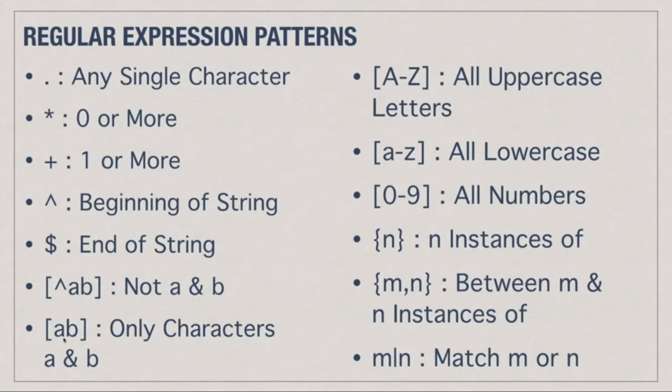Anytime you want to match, for example, the characters A and B, just put them inside of brackets. If you want to match anything except A and B, put the caret symbol inside of there. This one is going to match all uppercase letters. This is going to match all lowercase letters and all numbers. If you put a caret in there, it'll match anything except those things.